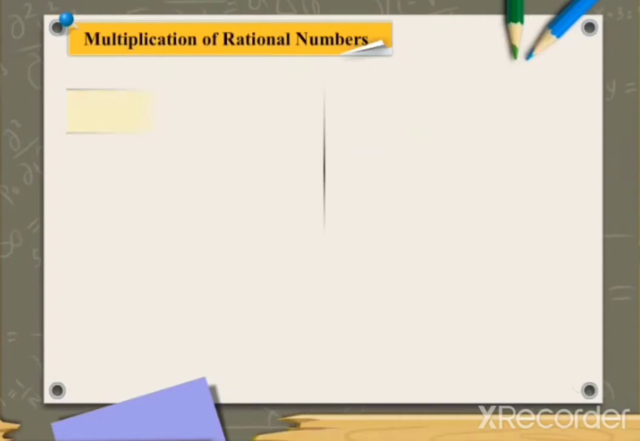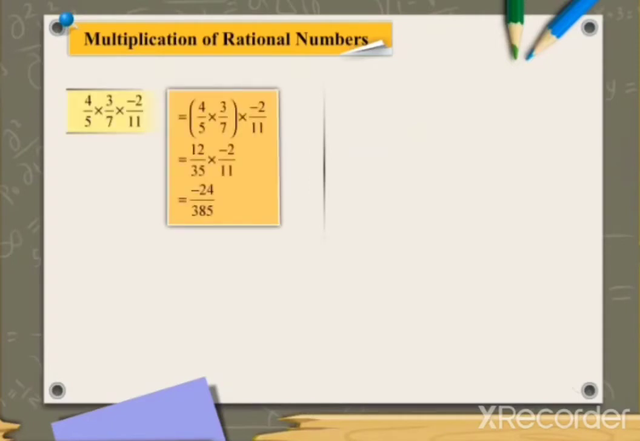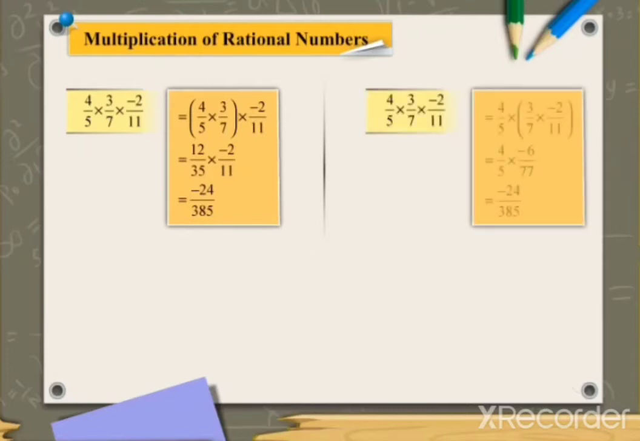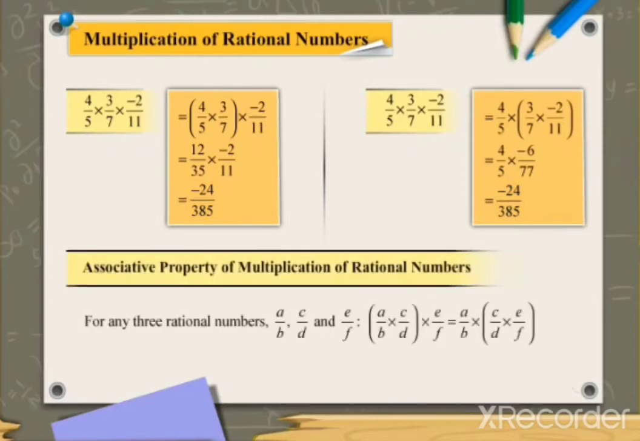Let's now multiply the given 3 rational numbers. This is equal to minus 24 upon 385. Also, if we change the order of the rational numbers, we get the same result. Thus, we can say that multiplication is associative for rational numbers.